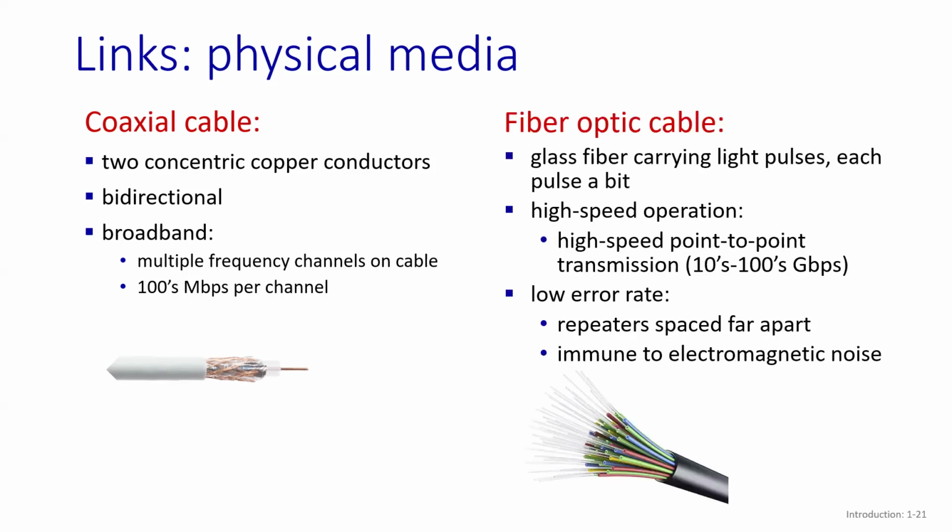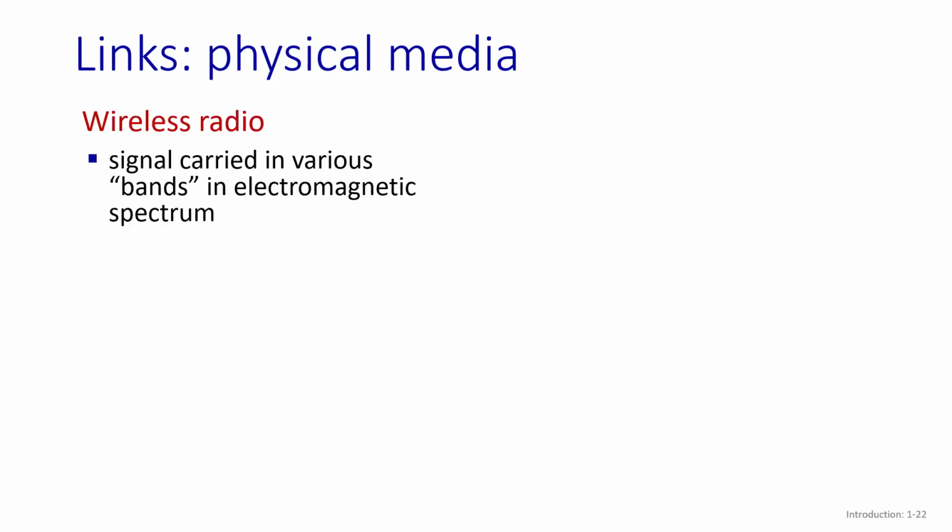Then we have the third type of physical media, which is fiber optic cable, which of course has a higher transmission rate as compared to the previous two. It can go up to hundreds of gigabits per second. And the reason is because in fiber optic, data is transmitted in the form of light. Another advantage of using fiber optic, apart from the higher transmission rate, is the low error rate. And because the data travels in the form of light, there is no electromagnetic interference to the fiber optic.